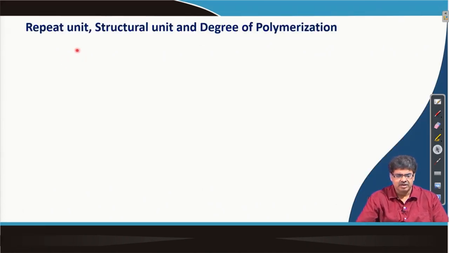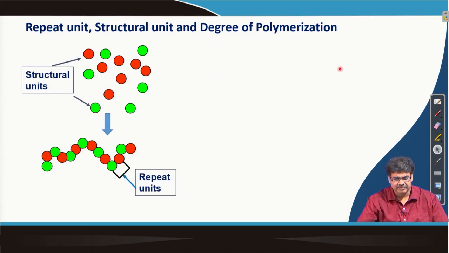Now, there is an important concept: repeat unit, structural unit and degree of polymerization. You will hear this term, degree of polymerization, several times in coming modules. So, that is why we should understand this term carefully. See, if I have a polymer synthesized from two monomers, which are represented by two colors, red and green, then the polymer is usually presented as this.